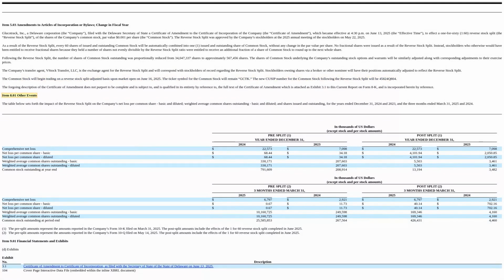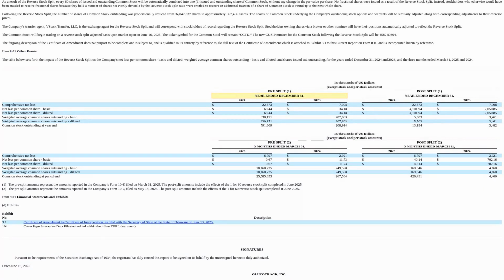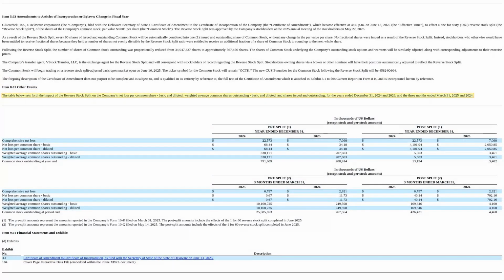The report also had a table that helped investors understand how the reverse stock split affected some key financial figures from the past. This is shown for the years 2023 and 2024, and the first 3 months of 2024 and 2025. Looking at the numbers from year end, the company's comprehensive net loss was about $22.6 million in 2024 and about $7.1 million in 2023. The net loss per share looks alarming. The loss per share was 68.44 and 18 in 2024 and 2023, but after the reverse split, the adjusted net loss per share skyrocketed to over $4,100 in 2024 and $2,050 in 2023.